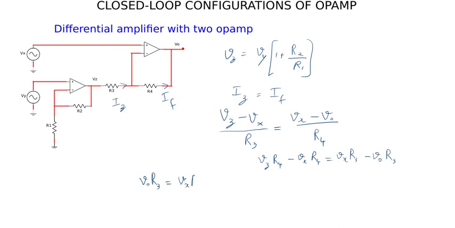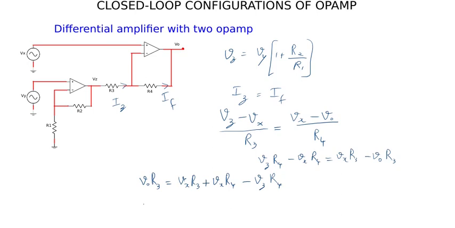Vx R3 plus Vx R4 minus Vz R4. So that's it. And now we can just divide the entire equation with R3.